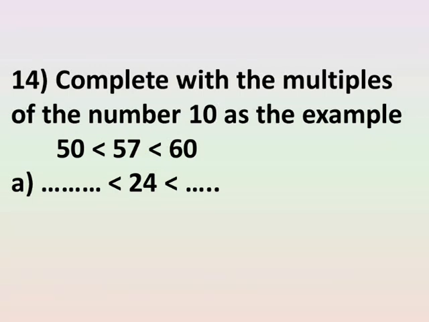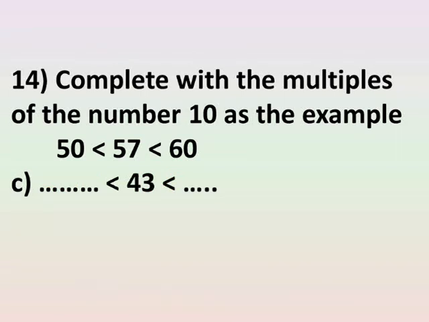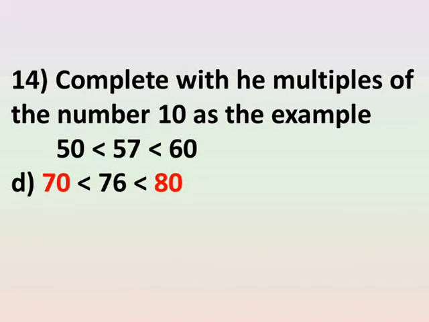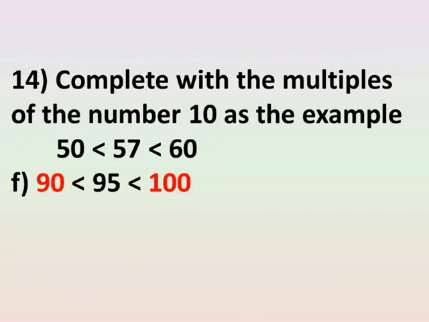14, complete with the multiples of the number 10, as in the example. Here I put 57 between two numbers divisible by, or multiples of, 10, meaning they end with 0, between 50 and 60. So 24 will surely be between 20 and 30. 11 is between 10 and 20, two multiples of 10 ending with 0. 43 will of course be between 40 and 50. 76 is between 70 and 80. 69 is between 60 and 70. 95 will of course be between 90 and 100.